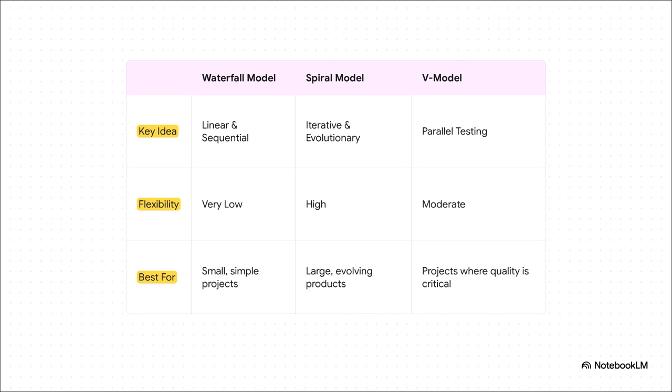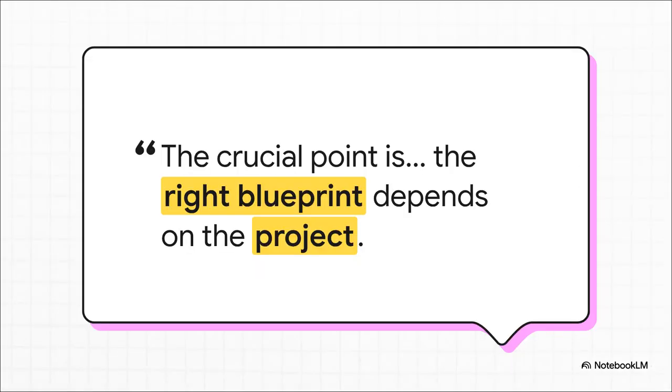And then you've got the V model, which is kind of in the middle on flexibility, but is the absolute champion when quality is the #1 goal. We're talking medical software, aviation systems, places where failure is simply not an option. And this, right here, is the ultimate takeaway. There is no single best SDLC model. It just doesn't exist. The most successful teams don't just pick one and stick to it forever.